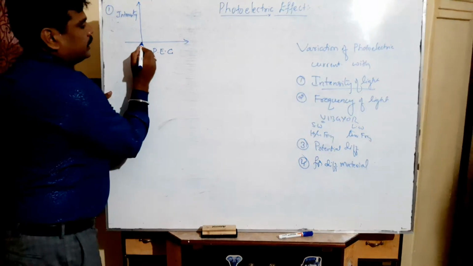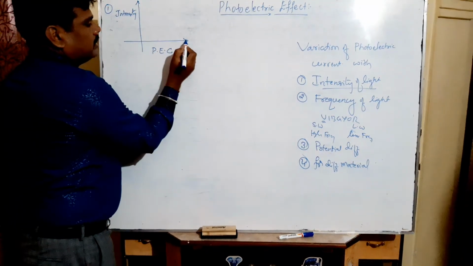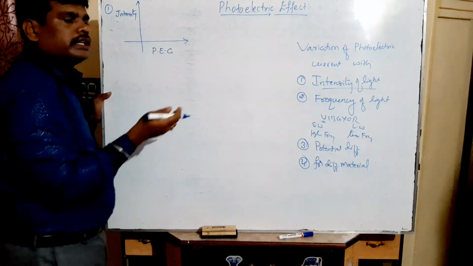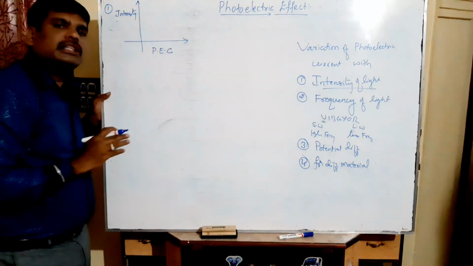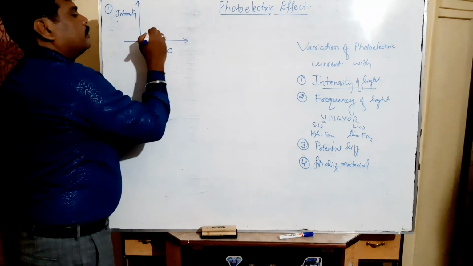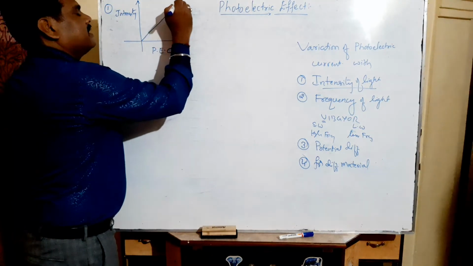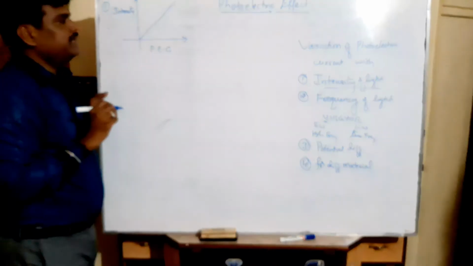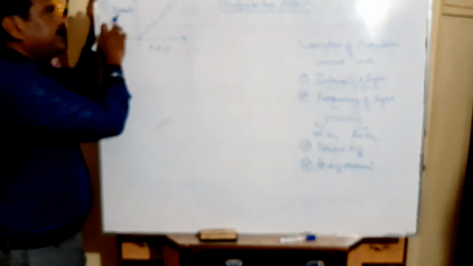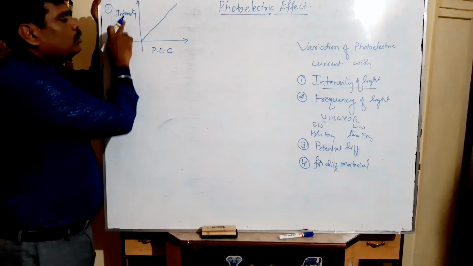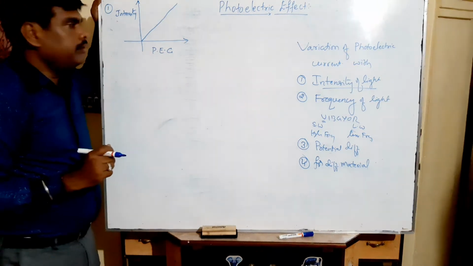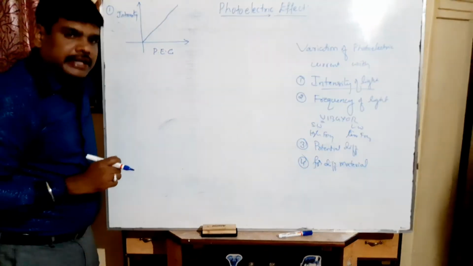So when the intensity of light increases, the photoelectric current also increases. That is the experimental observation they have made. When intensity increases, the photoelectric current also increases like this. So this is the first observation he had made: when the intensity of light goes on increasing, the photoelectric current also increases. The variation between these two is linear.